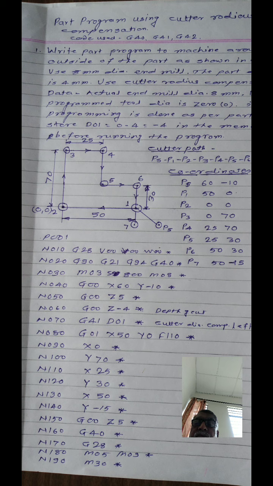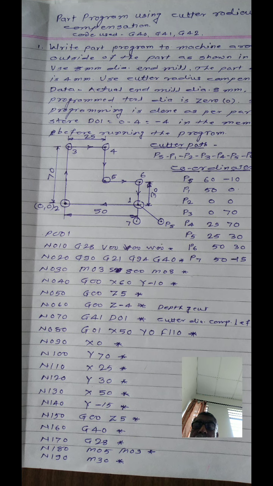Find out the coordinates 25, 30. The x coordinate remains the same. You have to just write the y coordinate, that is block number N120, Y 30, end of the block. Similarly, for point 6, 50, 30 means the y coordinate remains the same. Block number 130, X 50.